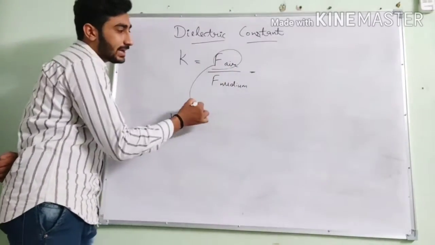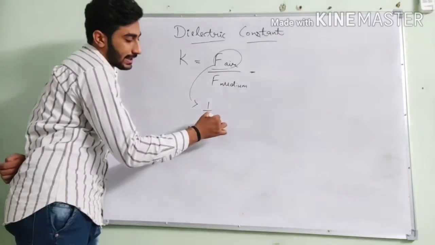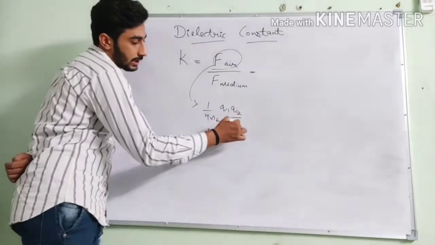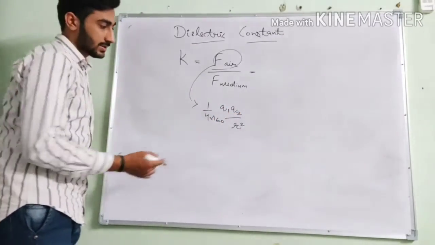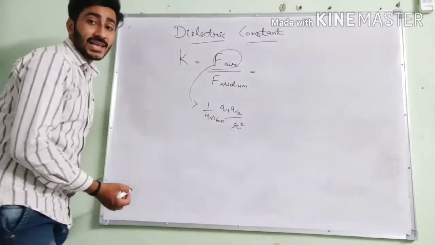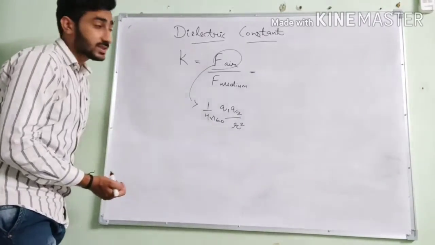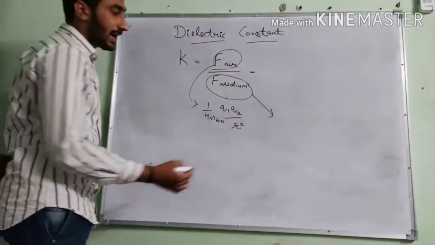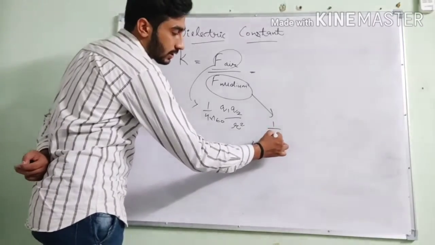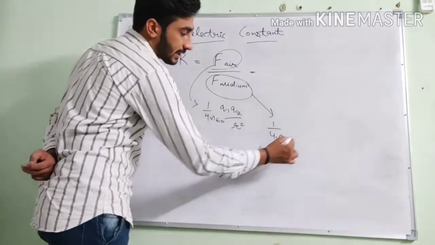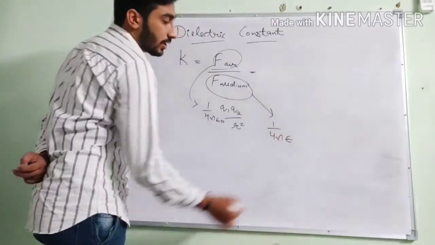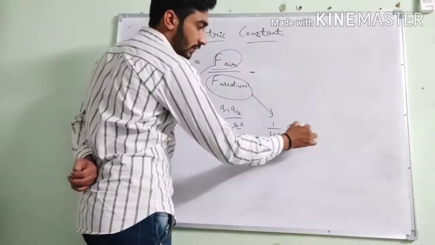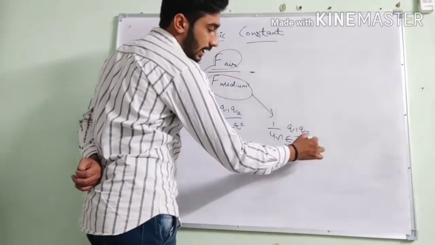Simply it is given by, force in air is given by 1/4 pi epsilon naught Q1 Q2 over R square. Here we use epsilon naught because it is the permittivity of vacuum. Now force in a medium is given by 1/4 pi epsilon Q1 Q2 over R square. Here we are not using epsilon naught because it is in the medium.